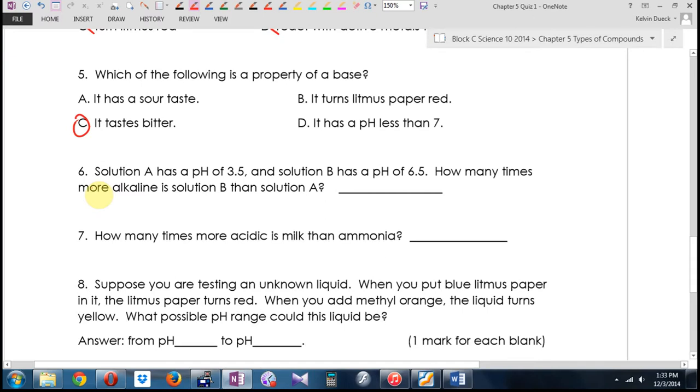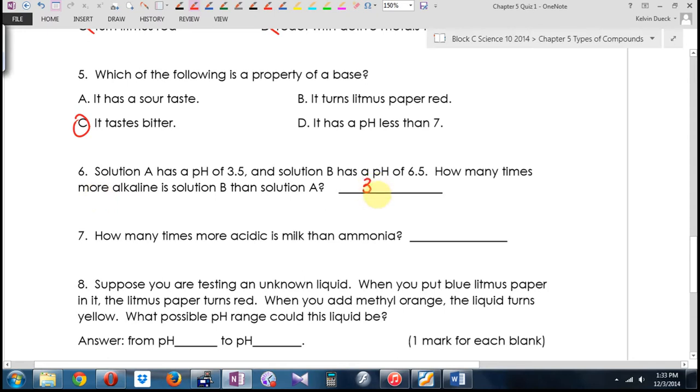Number six is a nice question. Why would I say that? Really? Lydia, it's going to be on the test. I'm going to ask you how many times more acidic or basic something is. And the classic one, kids see, oh, a pH of 3.5 and a pH of 6.5. They say this is wrong.